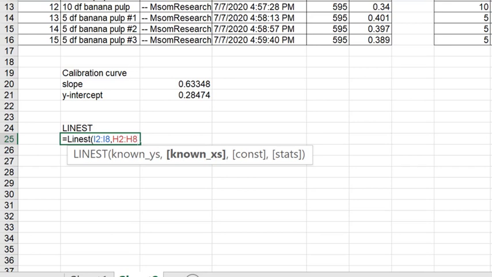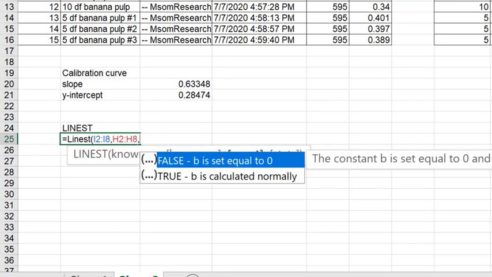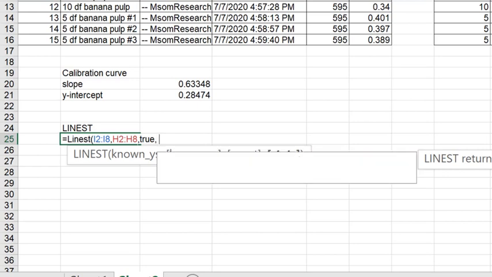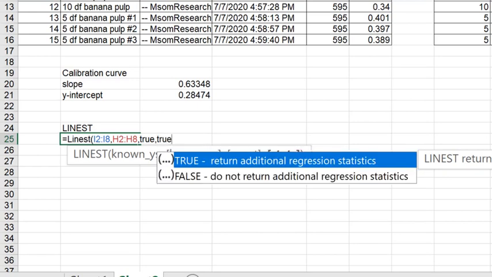Then I can decide whether I want to force this trend line through 0 or calculate a y-intercept. And since we will calculate a y-intercept, the curve does not go through 0, I'm selecting the keyword TRUE. In addition, my last entry for that LINEST function is to return additional regression statistics. So I'm also going to type TRUE.